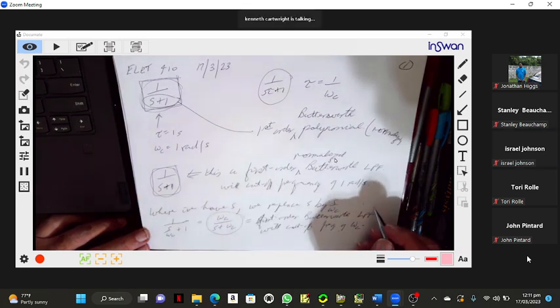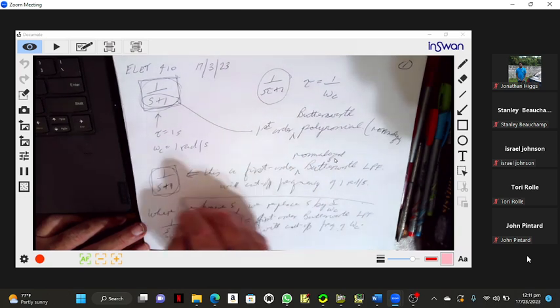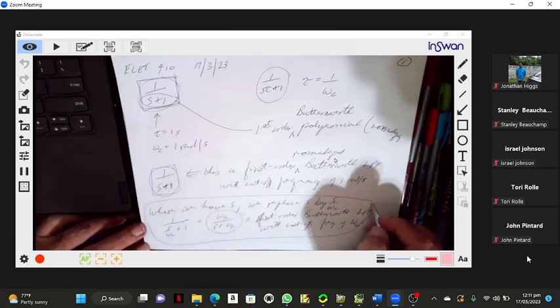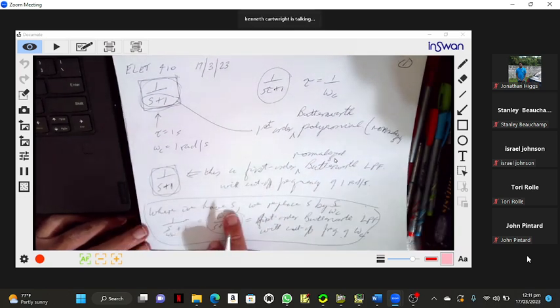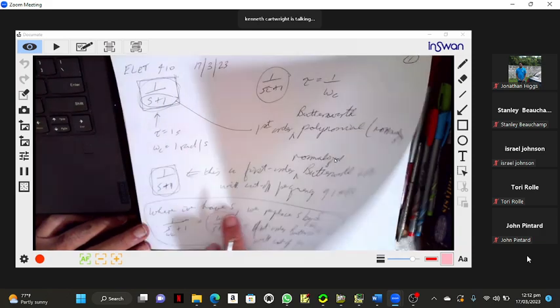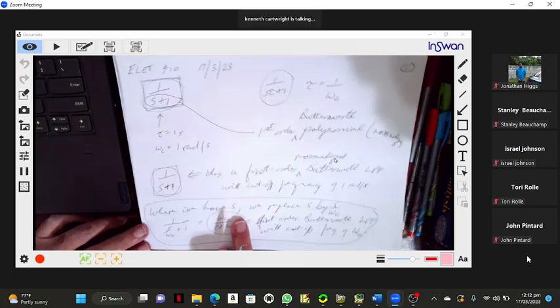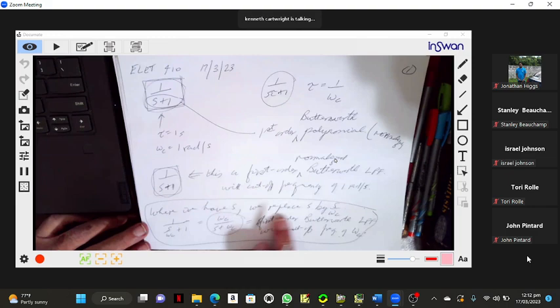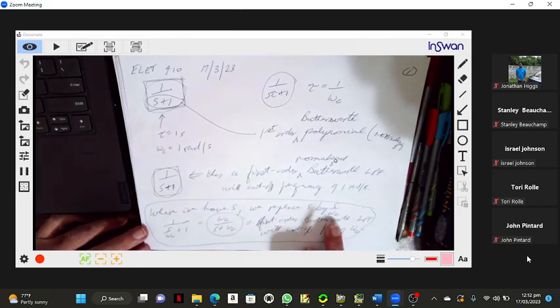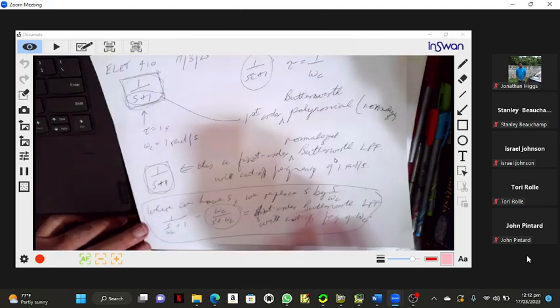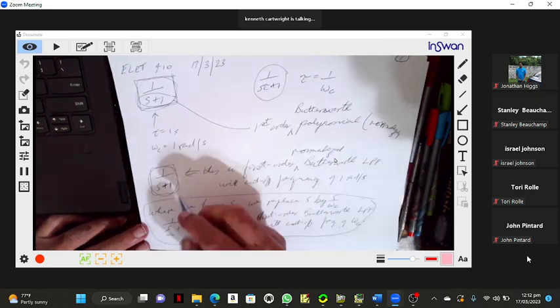By the way, this is called frequency scaling. When we have a normalized transfer function, we replace s by s divided by omega C to get a new cutoff frequency omega C. We call that frequency scaling.